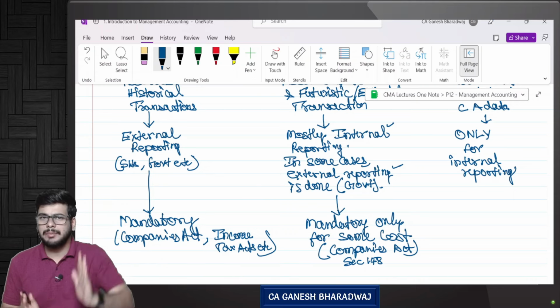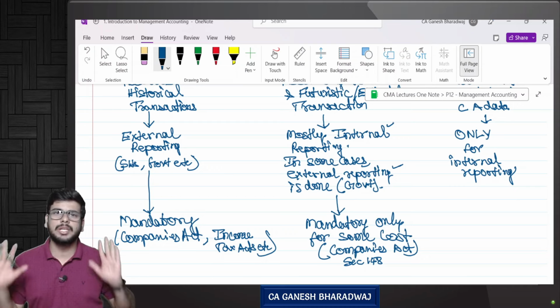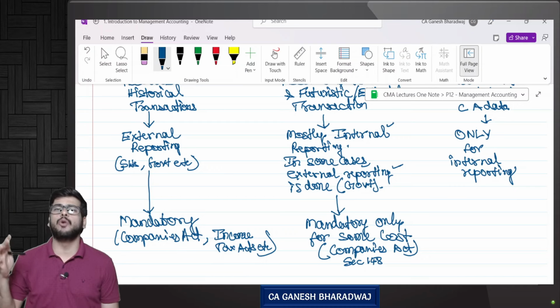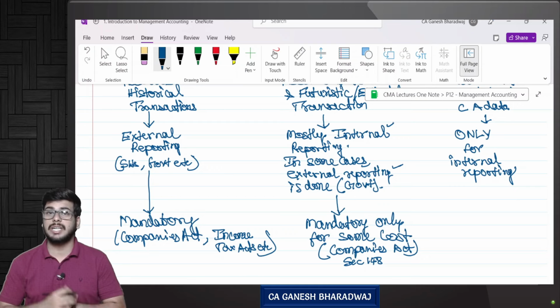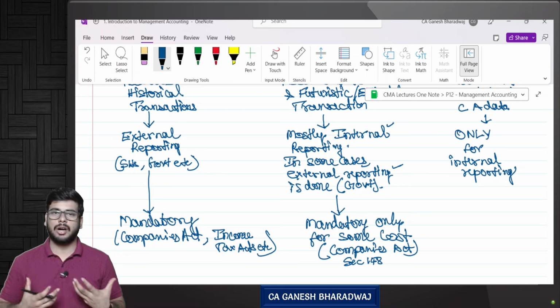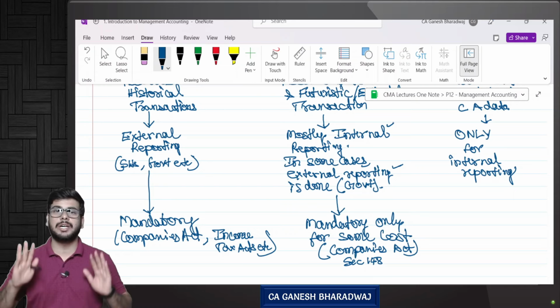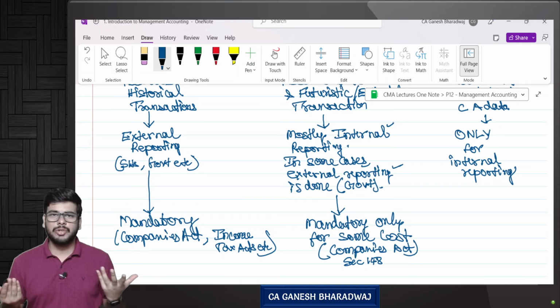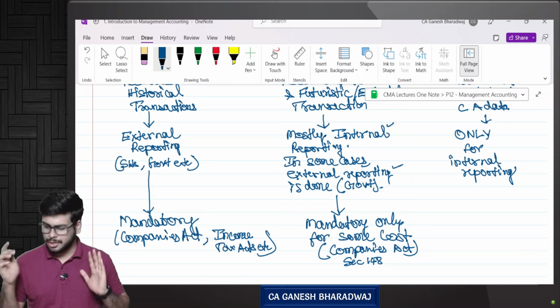So only to them the reporting will be done by the accountants. But to know when the reporting needs to be done, it need not go outside the company also. Clear with this? Only for those companies which are mandatorily required under the Companies Act to maintain costing data, only in those cases will the reporting be done to the government. You need not make the reporting to other people like your stakeholders.